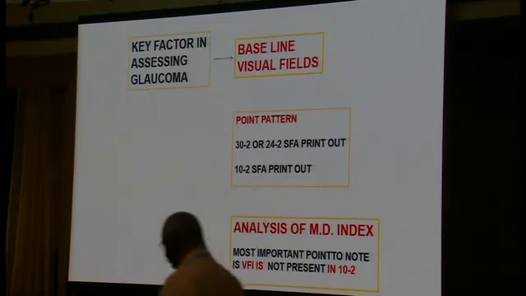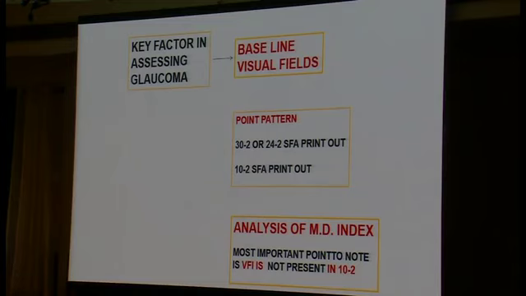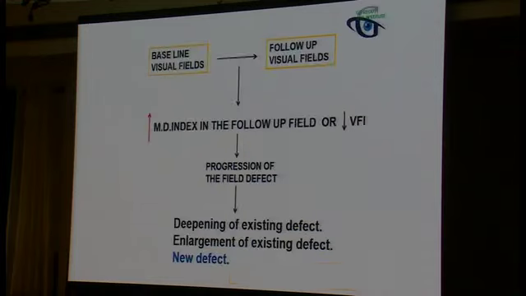The key factor in assessing glaucoma progression is the baseline visual field. That is the most important thing. What test pattern the patient requires, 30-2 or 24-2 alone, or whether it should be combined with the 10-2. Unless you feed the information to the field analyzer, software like GPA cannot do the analysis. And the most important thing is that the visual field index is not present in 10-2, so if progression is occurring within 10-2, GPA cannot make the assessment.